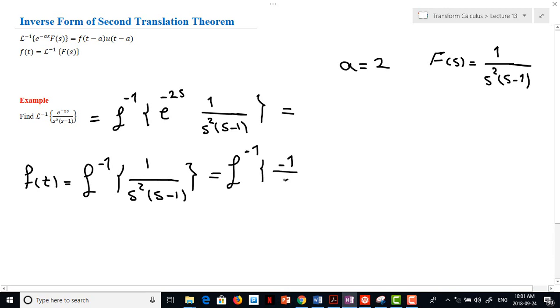minus 1 over s, minus 1 over s squared, plus 1 over s minus 1. Using partial fraction decomposition, you already know, so you can easily find these three partial fractions.